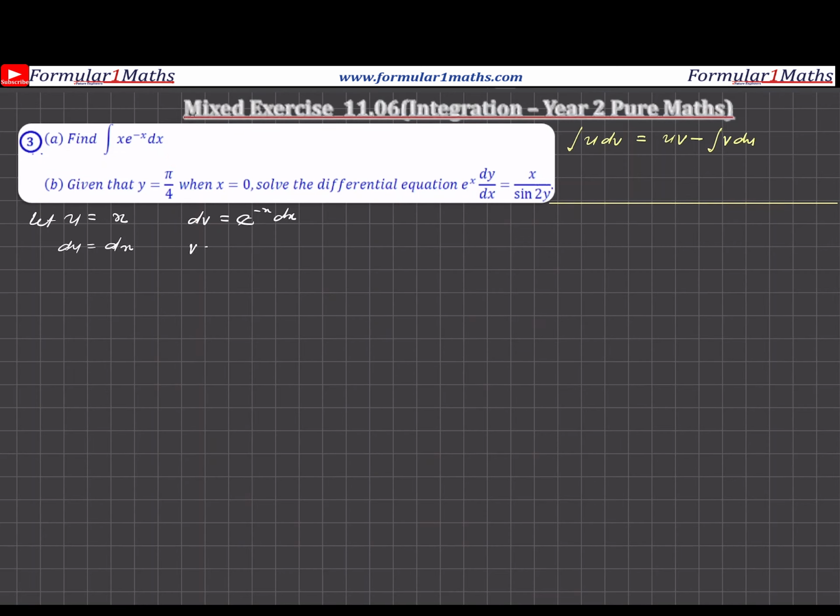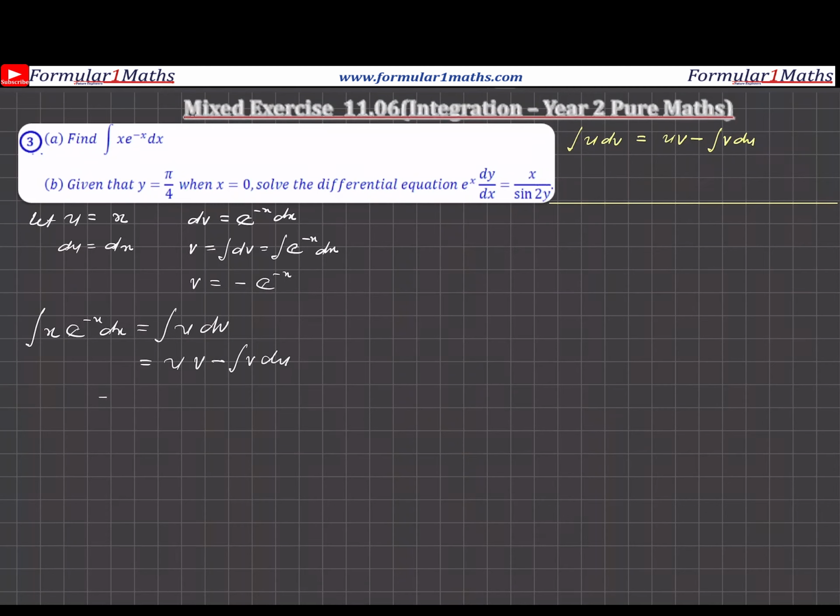So v is equal to the integral of dv, which is the same as the integral of e to the power minus x dx. But if I integrate this, I'm going to get v is equal to minus e to the power minus x. So this integration, the integral of x times e to the power minus x dx, equals the integration of u dv, which is the same as uv minus integration of v du.